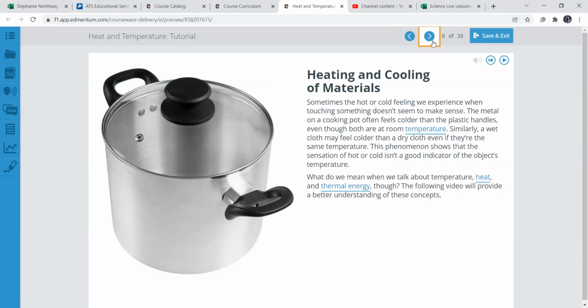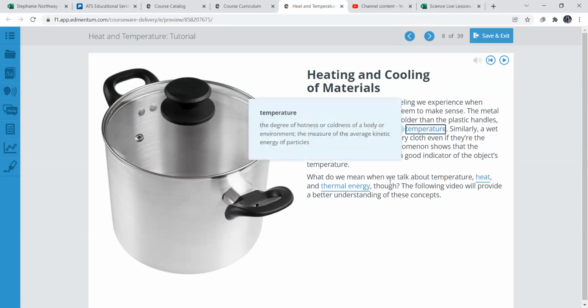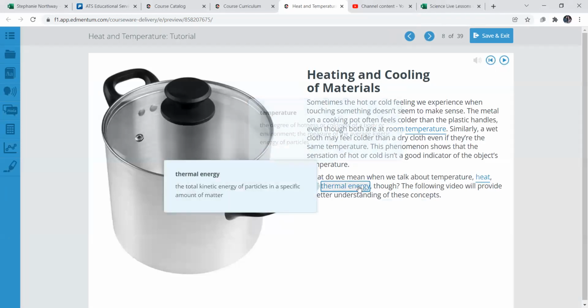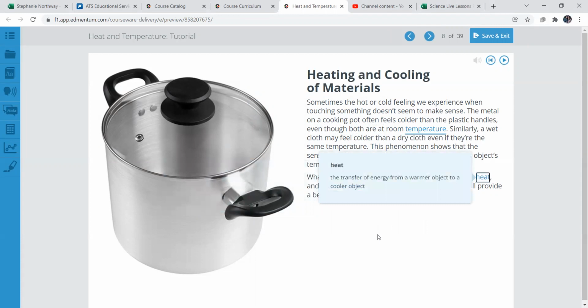So I've done a few mini lessons showing you boiling water, boiling noodles, and cooking. It kind of goes over a couple little things like that. Temperature: the degree of hotness or coldness of a body or environment, the measure of the average kinetic energy of particles. Thermal energy: the total kinetic energy of particles in a specific amount of matter. Heat: transfer of energy from a warmer object to a cooler object.